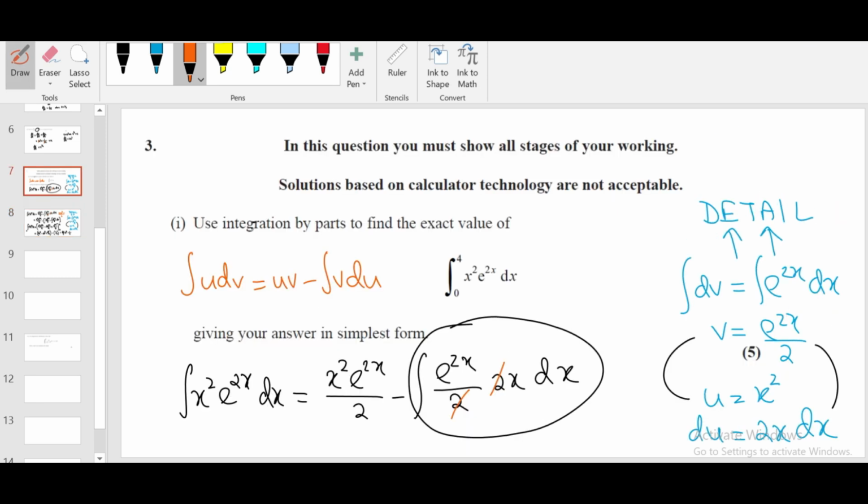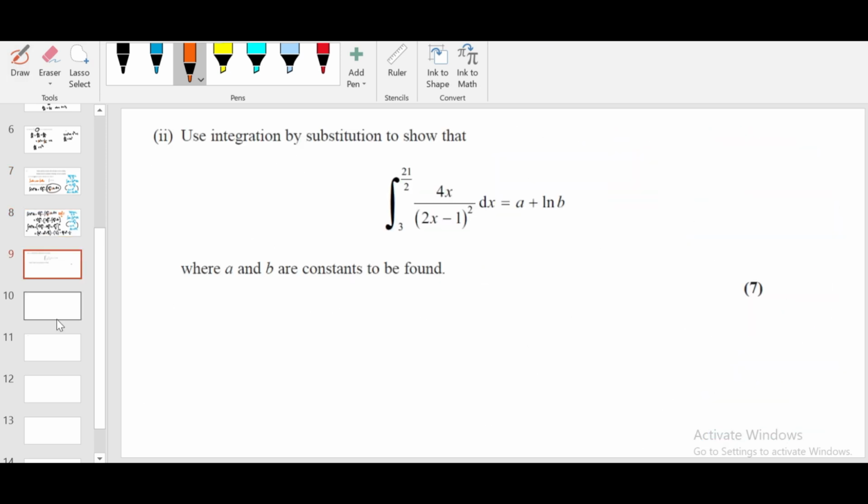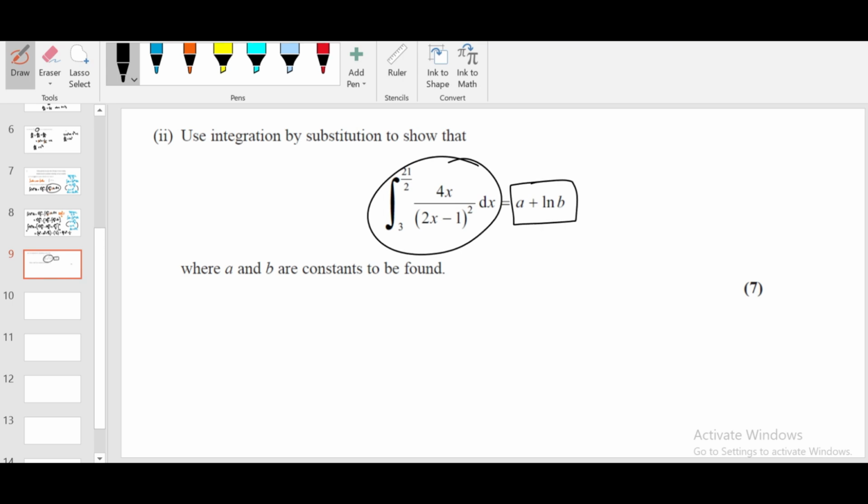It's a 5-mark question. You need to know integration by parts to solve this. I'm going to move on to part B of the question. Part B is a whopping 7 marks actually. It's a substitution question. Use integration by substitution to show that this integral can be written in the form a plus ln b, where a and b are constants.